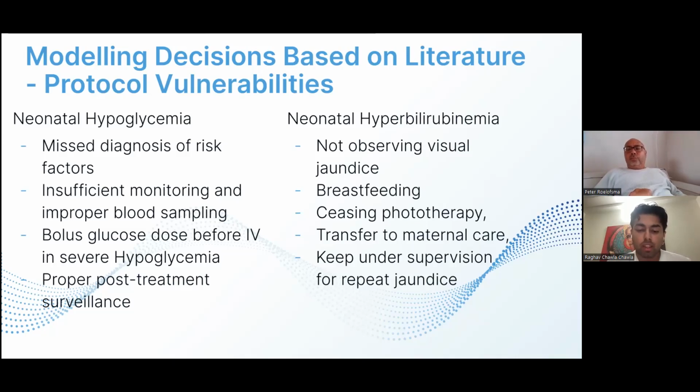Also, phototherapy does have side effects, and if it's too intense and exposed for too long, it can cause side effects such as irregular sleep and damage to blood vessels in the baby. So after some time, you need to cease phototherapy and not prolong it too much. And of course, transfer the baby back to maternal care and keep the baby under supervision after you discharge the baby to make sure that the bilirubin levels don't increase again.